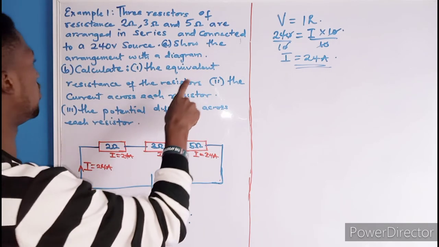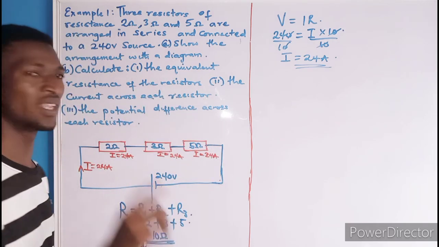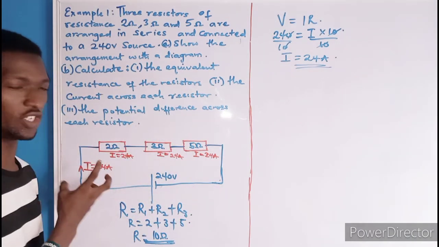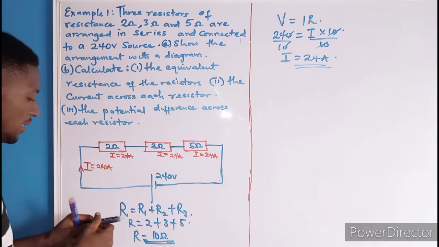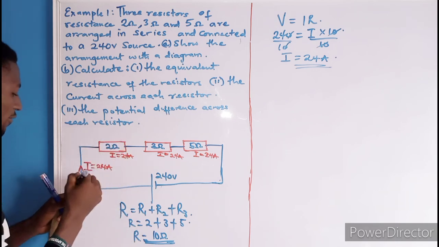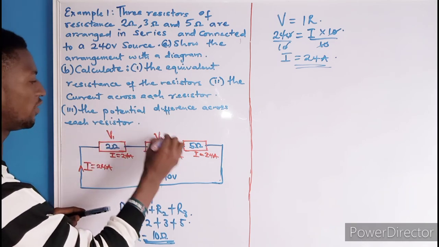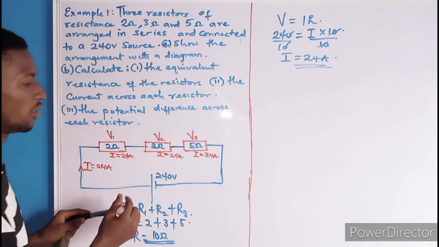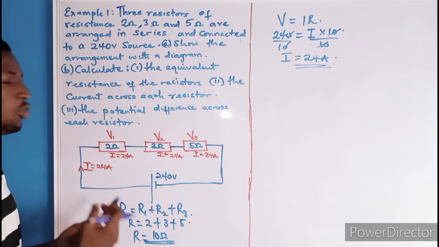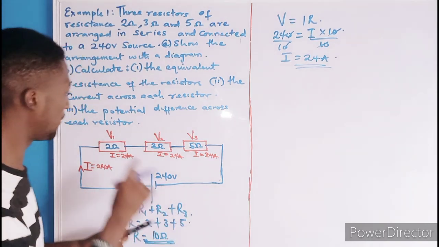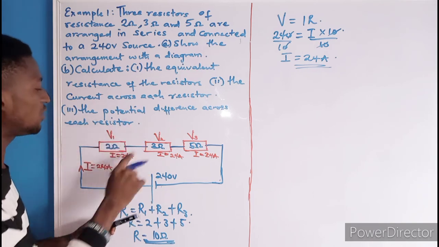Now the second one is that we are to calculate the potential difference across each of the resistors. As I said earlier, for arrangement in series, the potential difference is usually different. So here now, the potential difference here can be taken as V1. Let me use a different marker. V1, the potential difference here will be V2, and the potential difference here will be V3. So the potential difference across each is different. We still relate it with Ohm's law. Why? Because here we now have the voltage, we have current, and we also have the resistance. So we can relate it with Ohm's law.